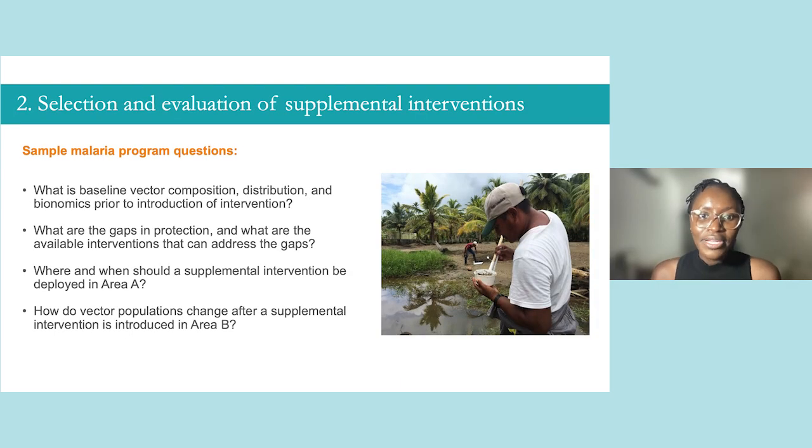The second theme relates to the selection and evaluation of supplemental vector control interventions such as larval source management or topical repellents. Under this theme, common malaria program questions include: what is the baseline vector composition, distribution, and bionomics prior to introduction of a supplemental intervention? What are the gaps in protection, and what are the available interventions that can address the gaps?